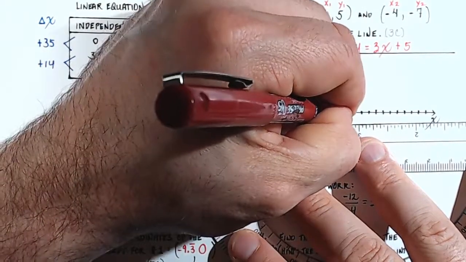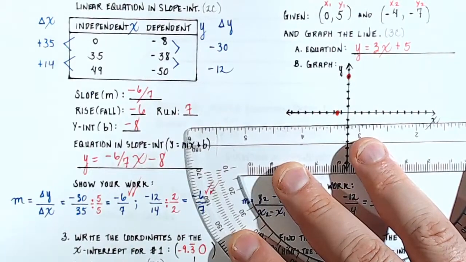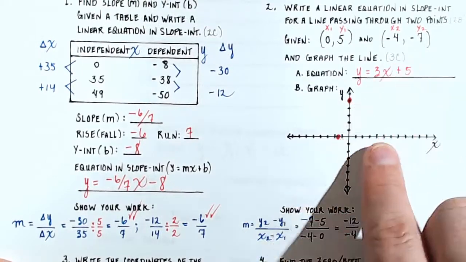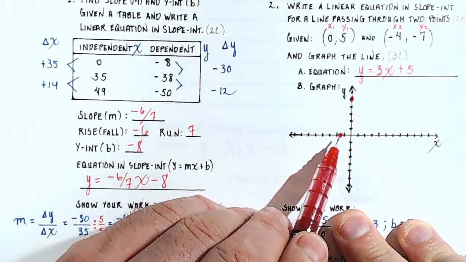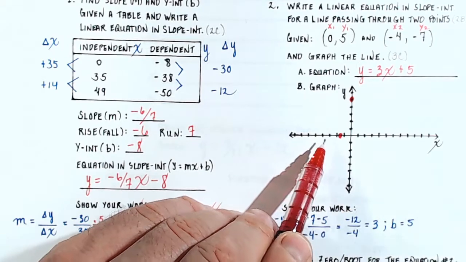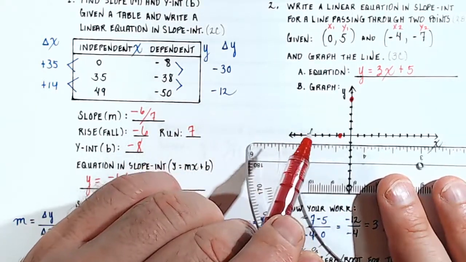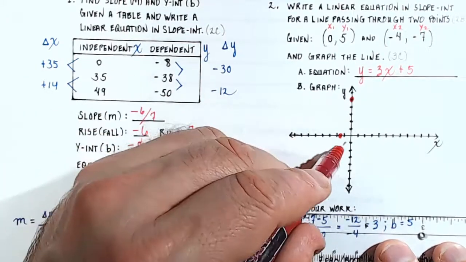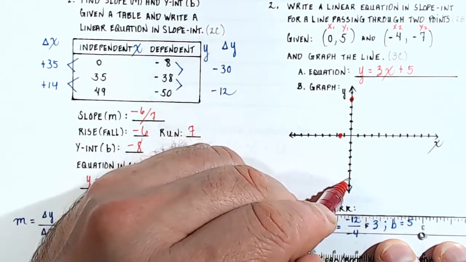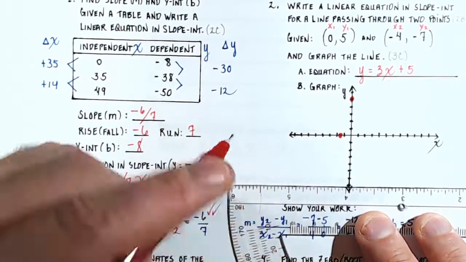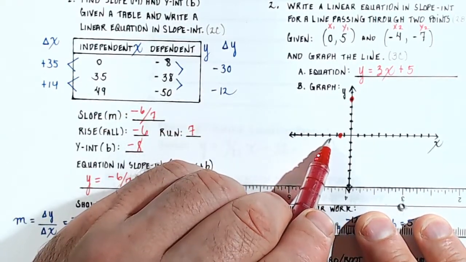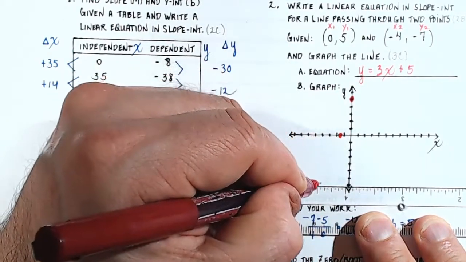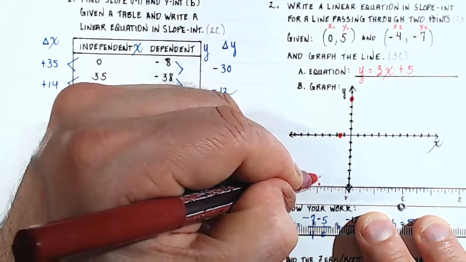And let me make this bigger. And then we need to plot negative 4, negative 7. So we go to the left 4, negative 1, negative 2, negative 3, negative 4, down 7. So down 1, 2, 3, 4, 5, 6, 7, all the way down here. And I want to be at negative 4, 1, 2, 3, 4. So I want to be right here, this point.